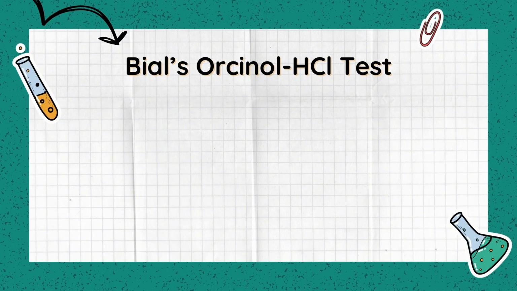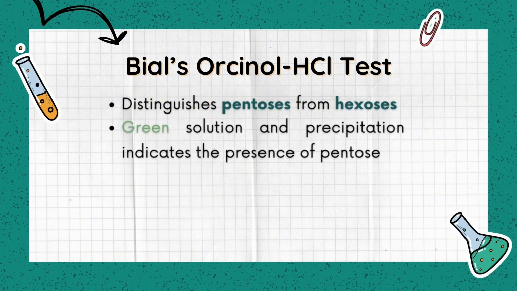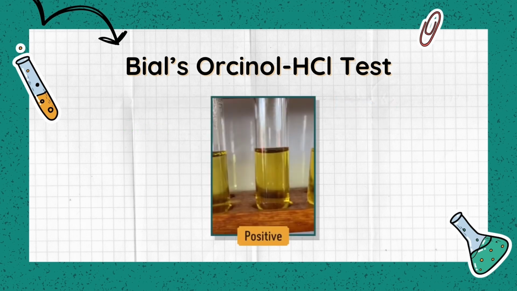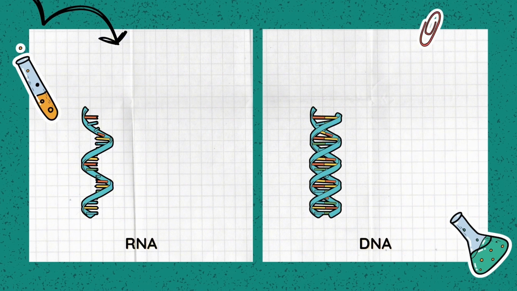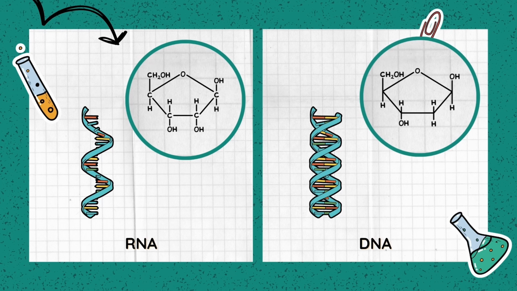The second test for pentoses is the Bial's orcinol HCl test. The Bial's reagent, which is made of orcinol and hydrochloric acid, is used to react with the pentoses and produce a green or blue solution. Both of these tests, as they work in acidic conditions, dehydrate the pentose into a furfural, which is what reacts with the two reagents. These tests can be used to detect pentoses in nucleic acids because of the presence of ribose in RNA and deoxyribose, which is present in DNA, which we'll be talking about later.